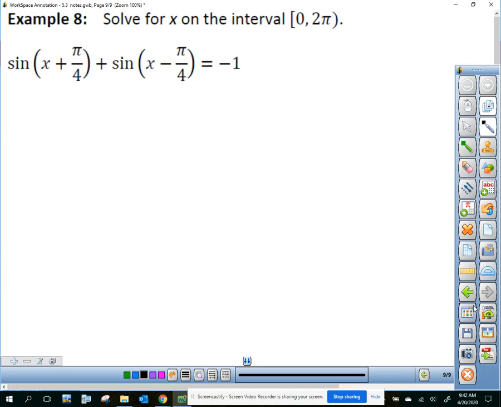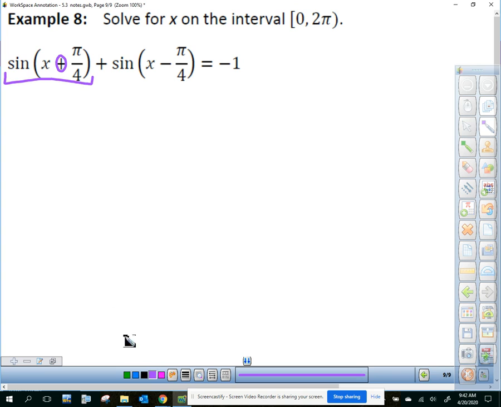Now, we've got a combination of sum and difference identities here. I'm going to try to color code this for us. We've got the sine sum identity right here, and the sine difference identity here. So I'm going to have to expand both of those. But think about your order of operations. You have to do this, you have to do this, and then we'll add it all together and simplify, and it's all set equal to negative 1. We'll finish solving for x once we get to that point.